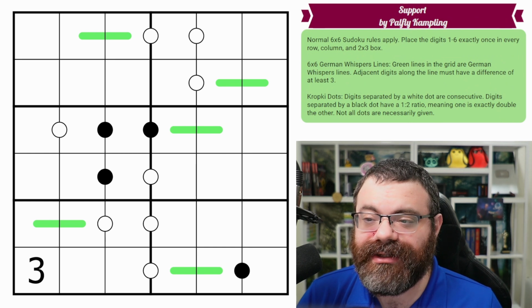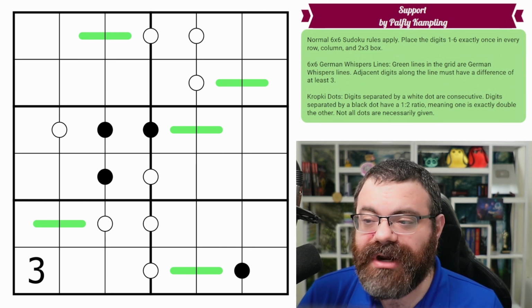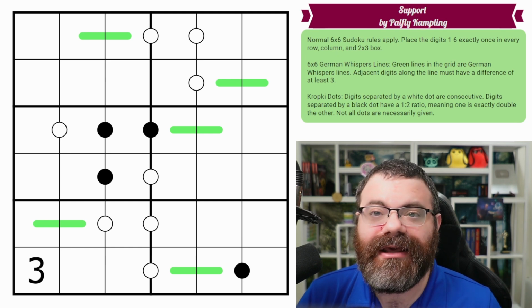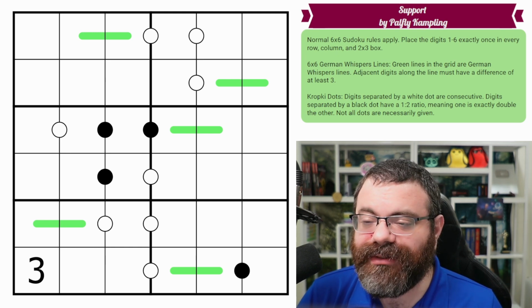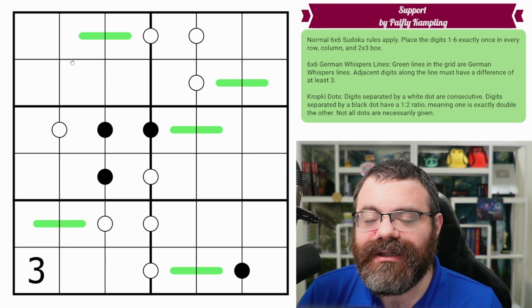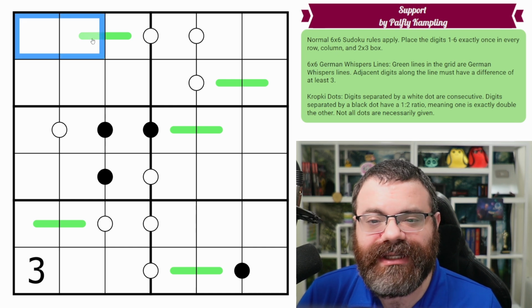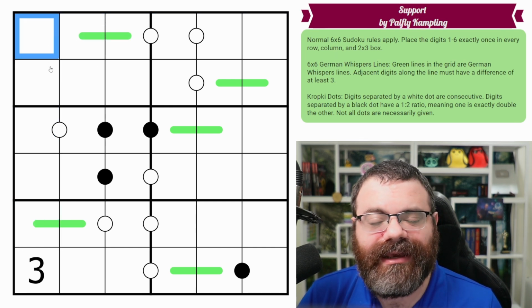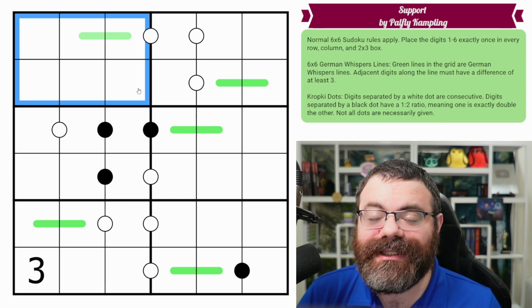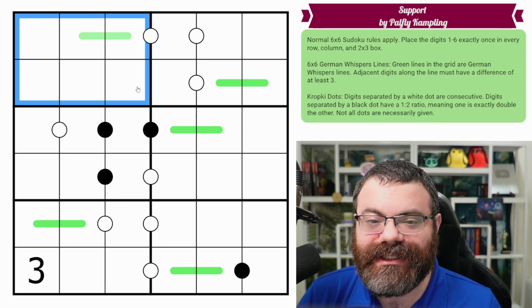So these are standard Sudoku rules, German whisper lines, the 6x6 version of them, and Kropke dots. So if you know what that means, then feel free to get started, but otherwise I will go over the rules. So the normal 6x6 Sudoku rules means in every row, every column, and every 2x3 box, we are placing the digits 1 to 6 exactly once each.